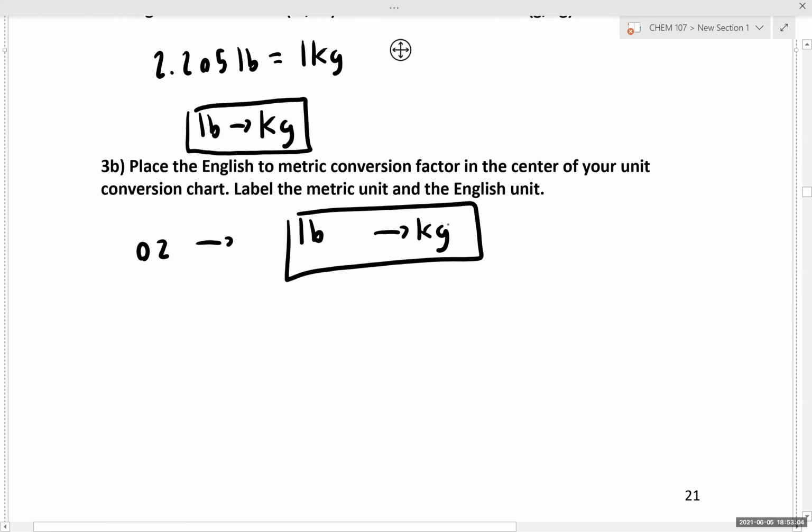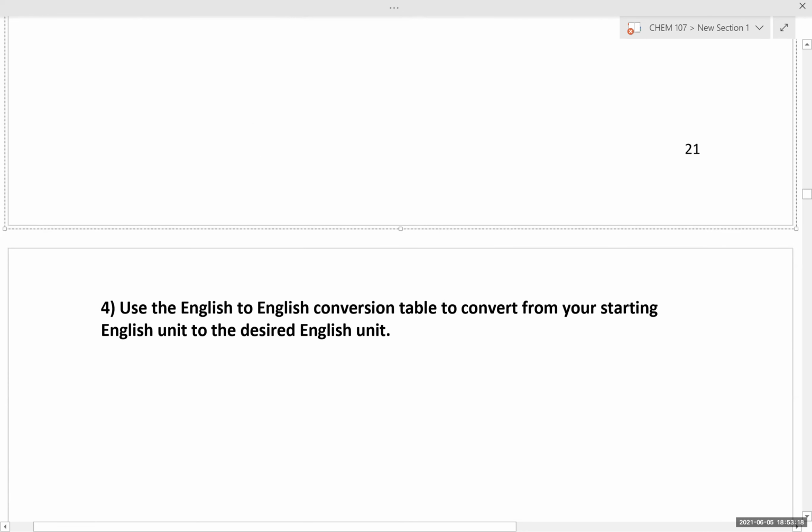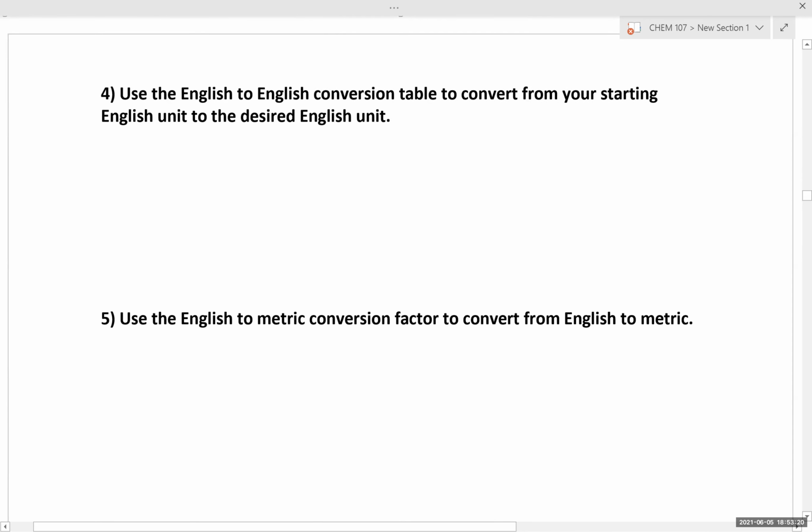Now, all we have to do is fill in the blanks and bridge this gap. So we want to go from ounces to kilograms. We know we can go from pounds to kilograms. And now all we have to do is figure out a way to go from ounces to pounds. And that should be pretty straightforward. So to do that, we have ounces. We can go to pounds. And we can go from pounds to kilograms. We know the pound to kilogram conversion factor.